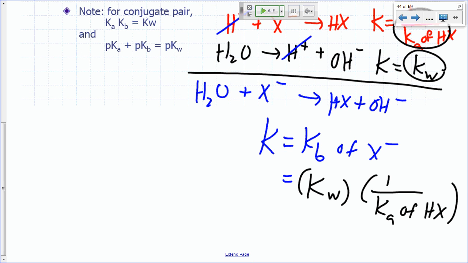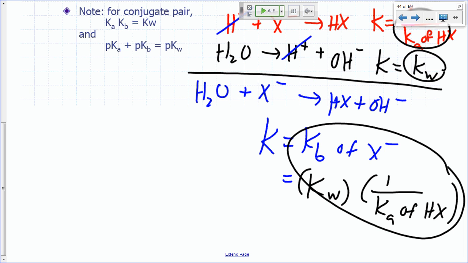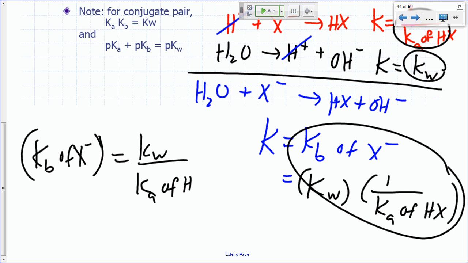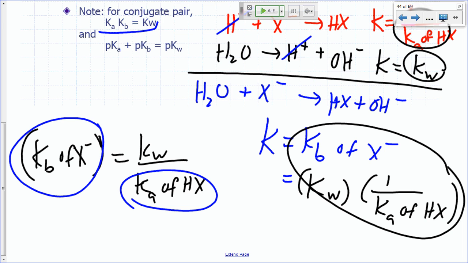Okay? So generally what you find is this. Let's rearrange this. You'll find that if you multiply Kb of X minus by the Ka of HX, that's equal to Kw. In other words, if you multiply the Kb and the Ka for a conjugate pair, you get Kw. So Ka of an acid times the Kb of its conjugate base will give you Kw. Or if you take logs, pKa plus pKb will be equal to pKw.